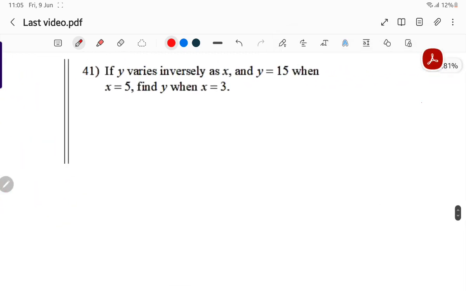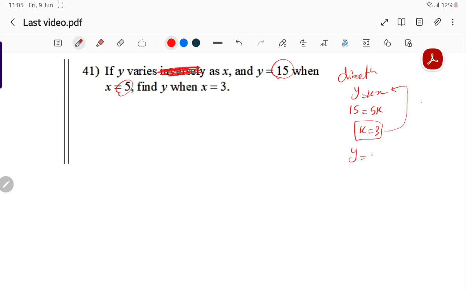Okay, how to solve this? If this is direct variation, we use y equals kx. So we write 15 equals k multiplied by 5. So it's 5k. Now we divide by 5, so k equals 3. Then we go back to this and rewrite y equals 3x.